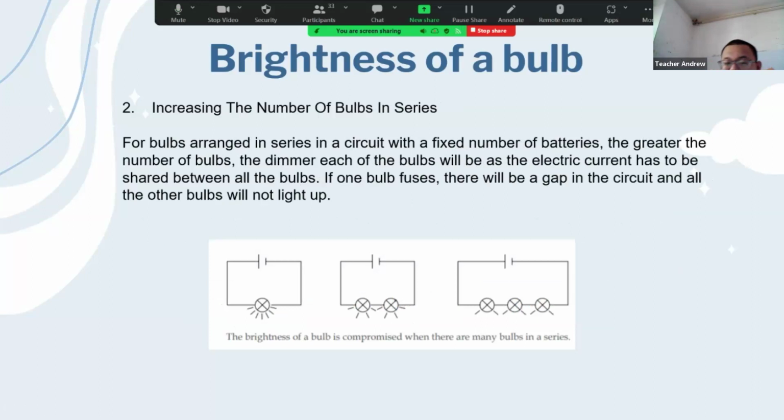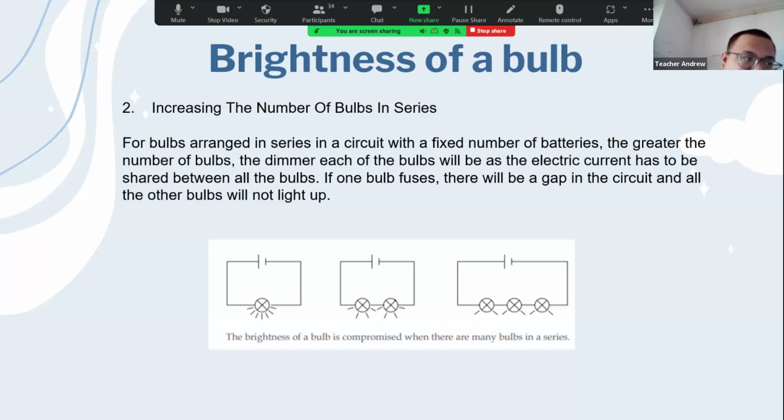The second thing is to increase the number of bulbs in a series. If you were to increase the battery, the light bulb will go brighter and brighter. But if you were to increase the number of bulbs in a series, the light bulb will get dimmer and dimmer, because as mentioned earlier, each light bulb will share the current.